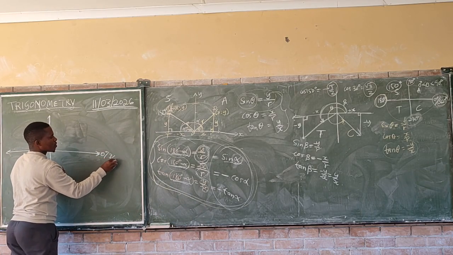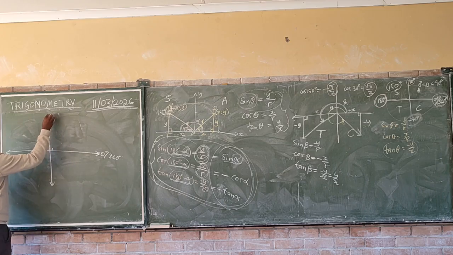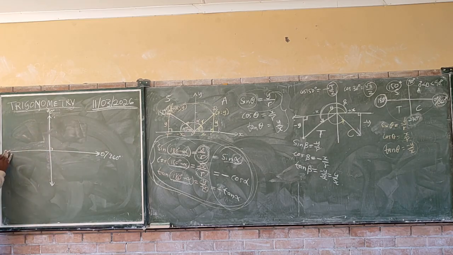0 degrees, and then 180 degrees. We know that's our 90. Now we said we use the reduction numbers.